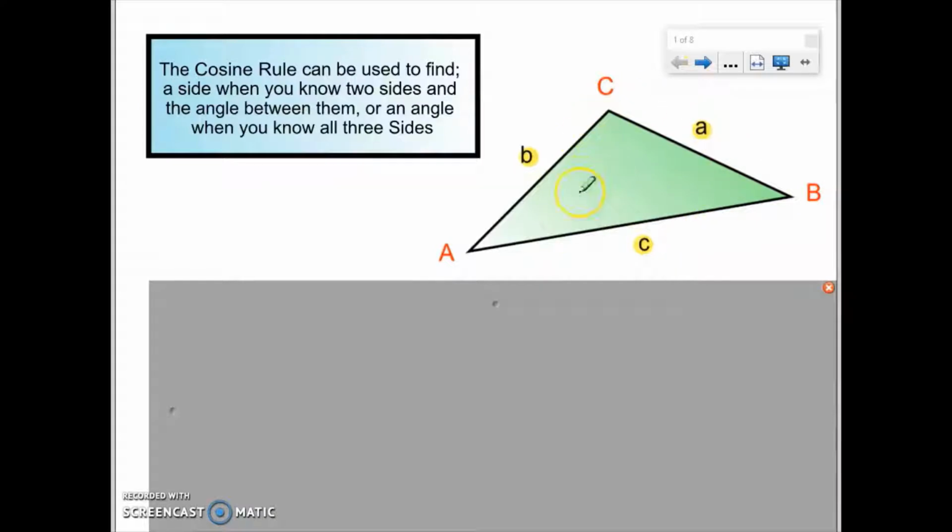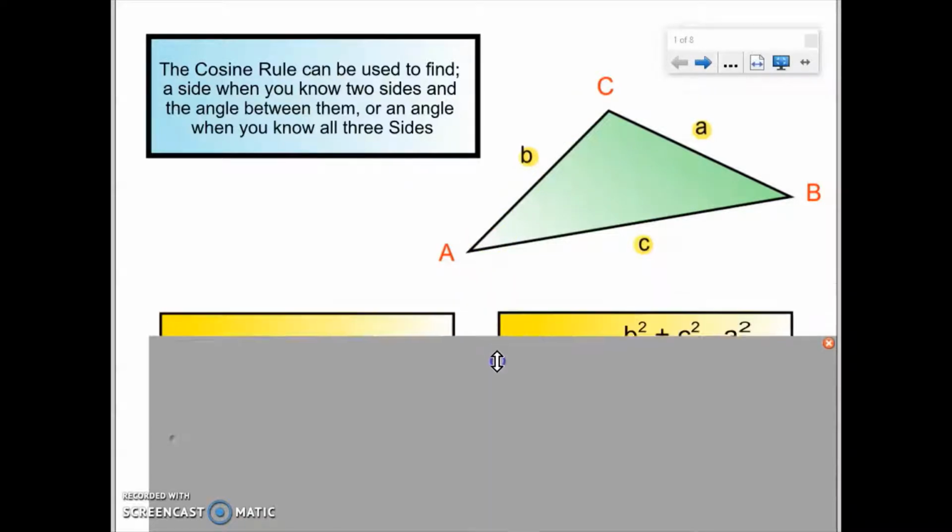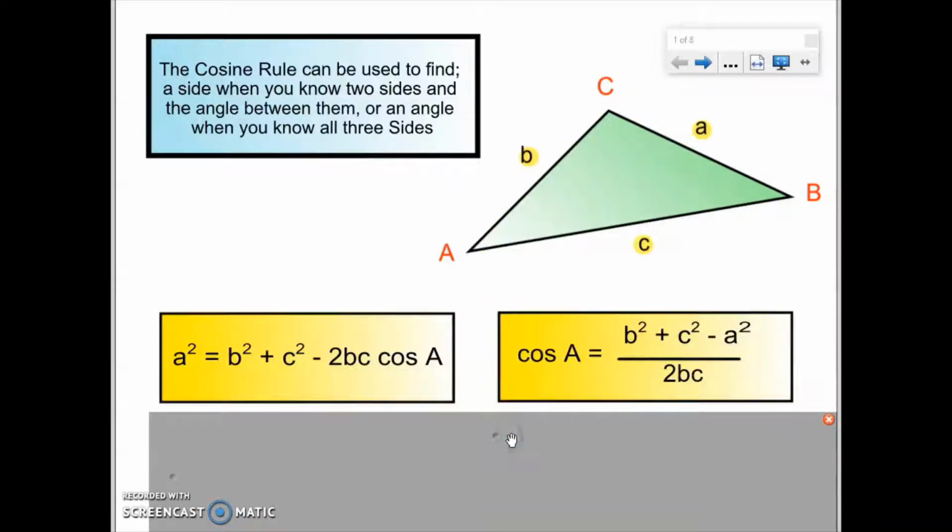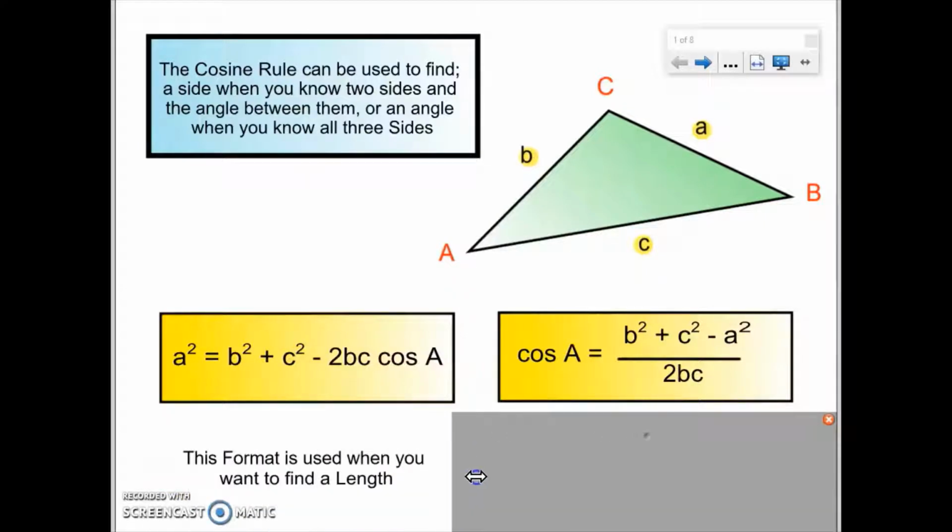From there, we're able to apply the cosine rule. There's two different forms of the cosine rule, and they look like this. The first form is when we are trying to find a length. So we're going to apply this formula when we're trying to find a missing length. The second version of the formula is actually this formula rearranged. And again, we'll look at that in an example later in the video.